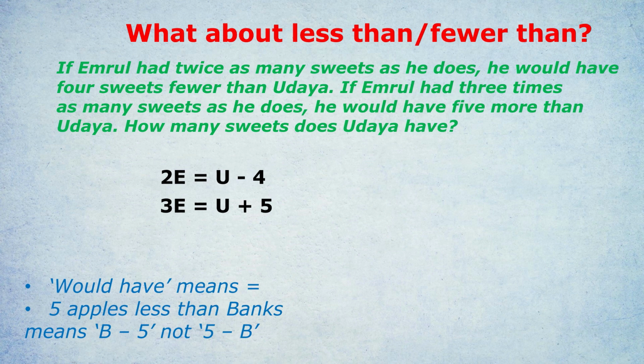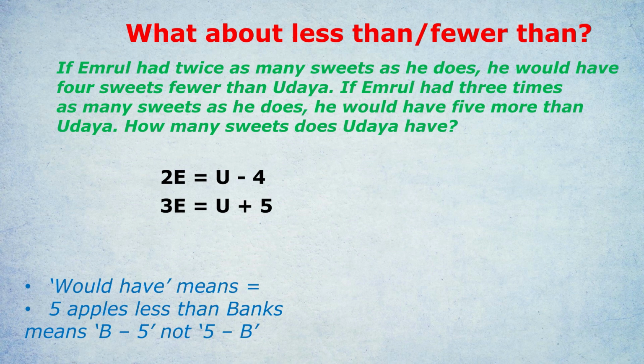Now the question is, how many sweets does Udaya have? So we're working out u. Now if we're working out u, we want to eliminate the e's. We just want to know how much Udaya has. We just want to know u, not e. So we're going to eliminate the e's.